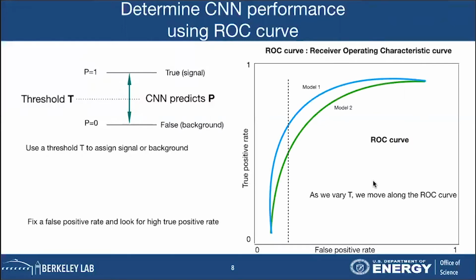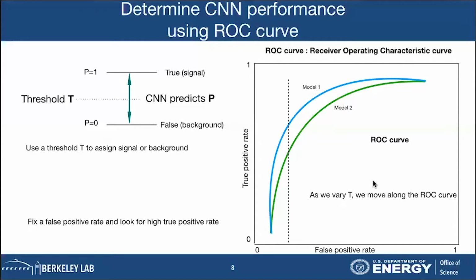So this is what a ROC curve looks like. A ROC curve has false positive rate on the x-axis and true positive rate on the y-axis. In this problem, a false positive is when you classify a background as a signal, and a true positive is when you classify a signal as a signal. So clearly, what we want is a low false positive rate and a high true positive rate.